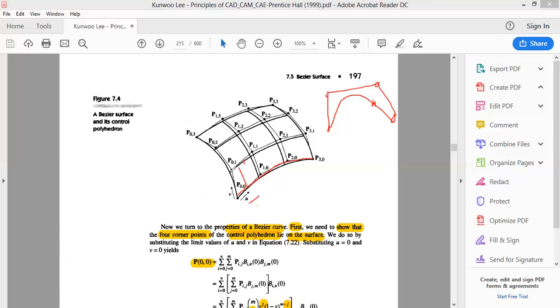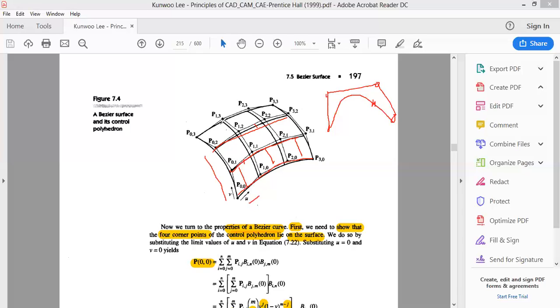So for the second curve we'll have P01, and this curve extends only in the U direction. So we'll have the next control points P11, then P21 and P31. So this is offset by 1 unit in the V direction. The third Bezier curve is going to have P02, P12, P22, and P32. This is the third curve extending in the U direction, offset by 2 units in the V direction.